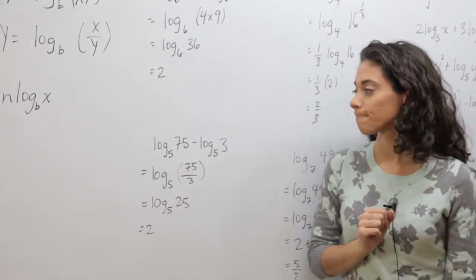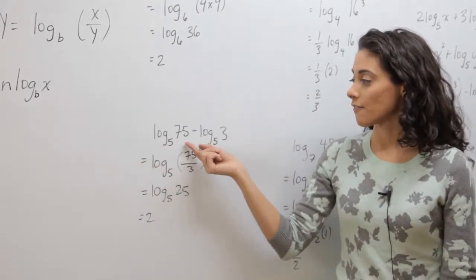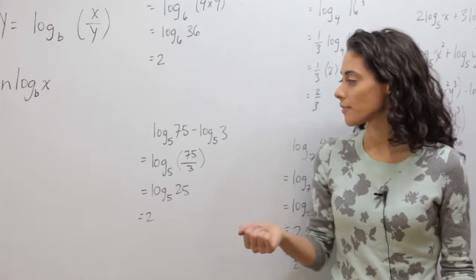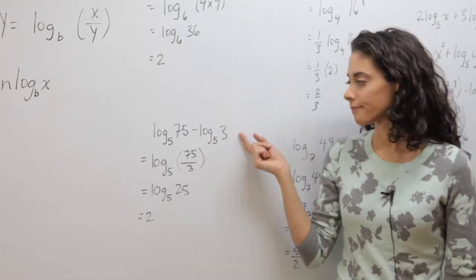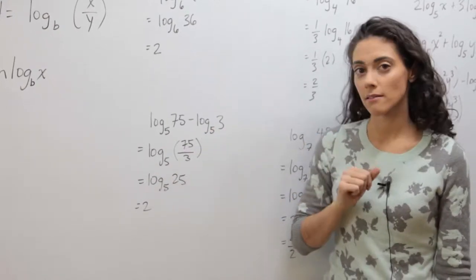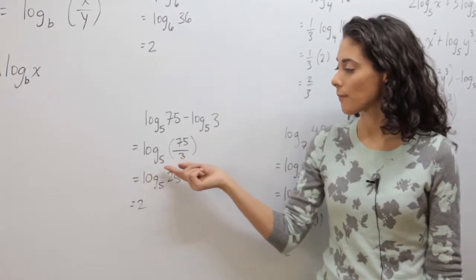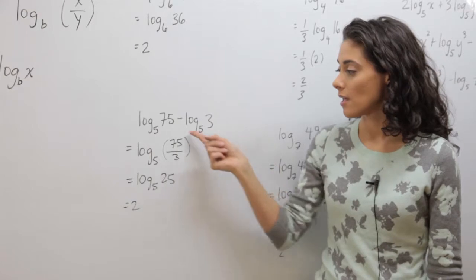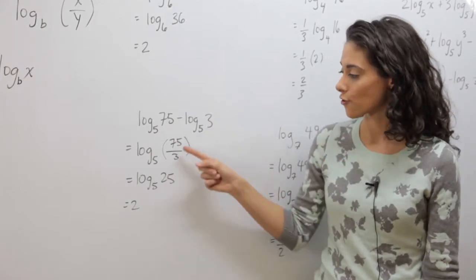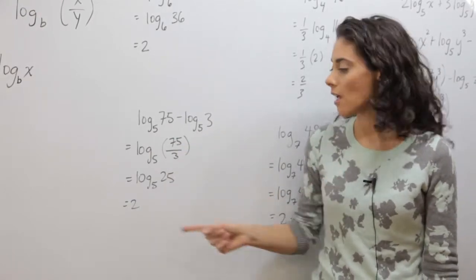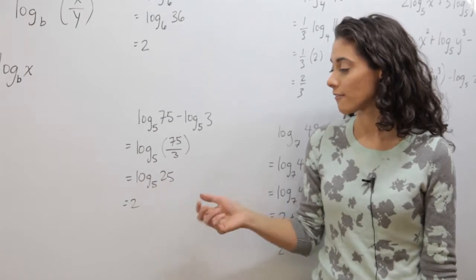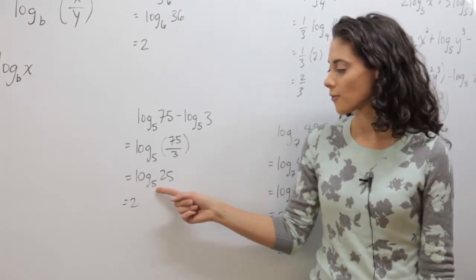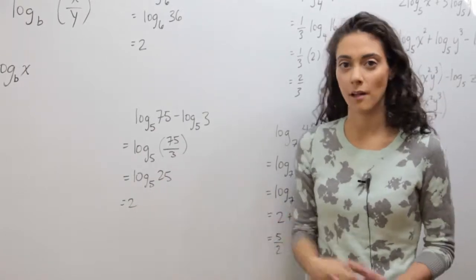Here's one with subtraction. Log base 5 of 75, once again, is not a nice whole number. Neither is log base 5 of 3. But because these have a common base, I may rewrite it as log base 5, the arguments divided, first one by the second one. Now that it's a single logarithm, this turns into just 25, and log base 5 of 25 is also very easy. 5 to the power of 2 is 25. My final answer is 2.